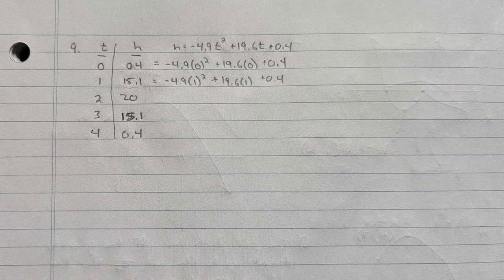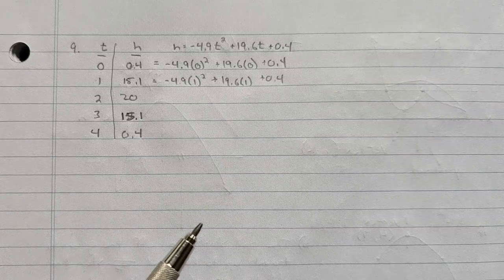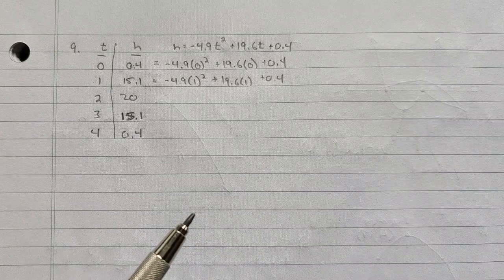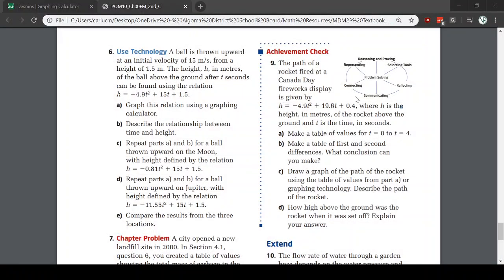All right, so now if I look at the next part of the question, the next part is asking us, make a table of first and second differences, and what conclusion can you make? So I'm just going to need to recopy that because I put that in the way. So I got 0, 1, 3, and 4, 0.4, 15.1, 20, 15.1, and 0.4. That's my h, that's my t.